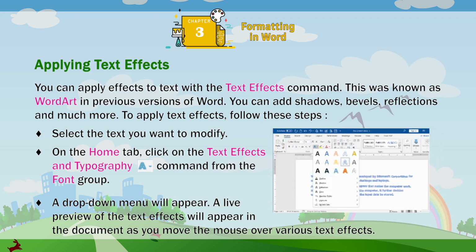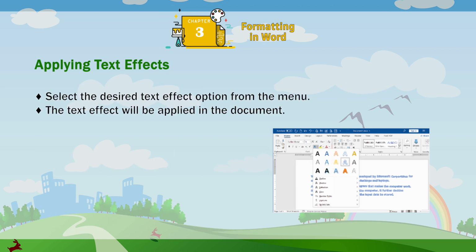Select the text you want to modify. On the Home tab, click on the Text Effects and Typography command from the font group. A drop-down menu will appear. A live preview of the text effects will appear in the document as you move the mouse over various text effects. Select the desired text effect option from the menu. The text effect will be applied in the document.